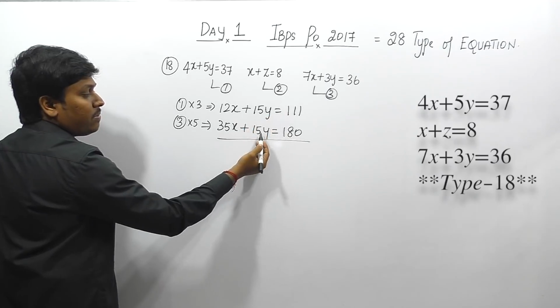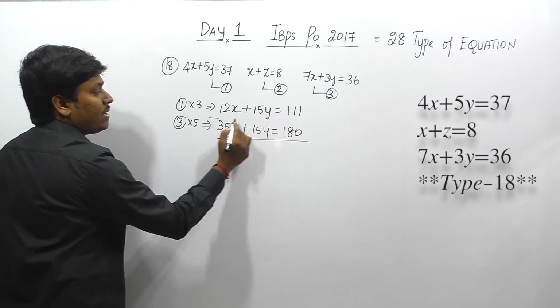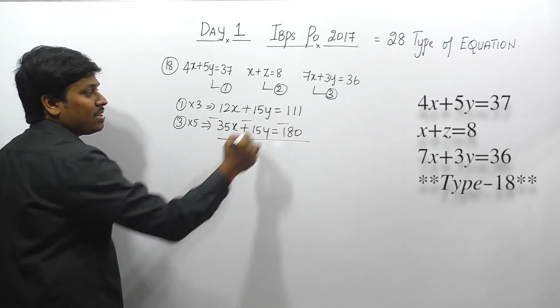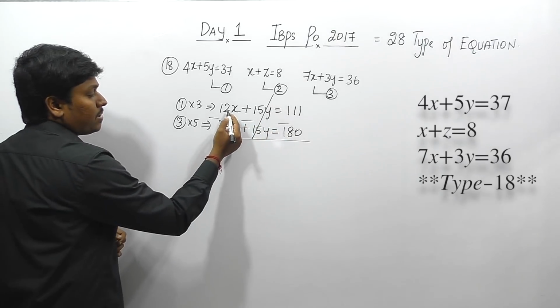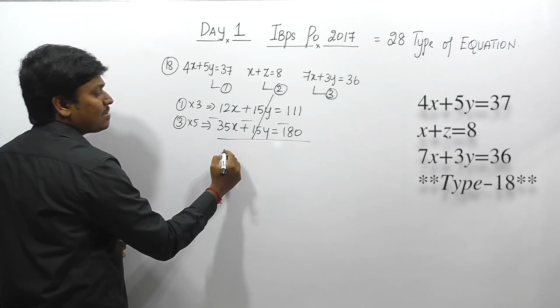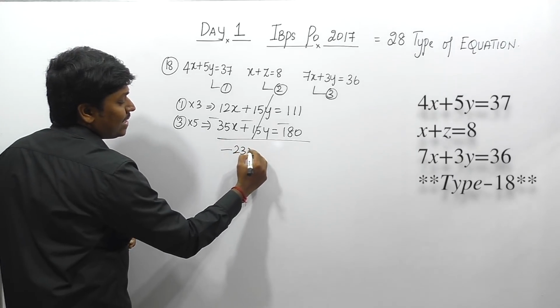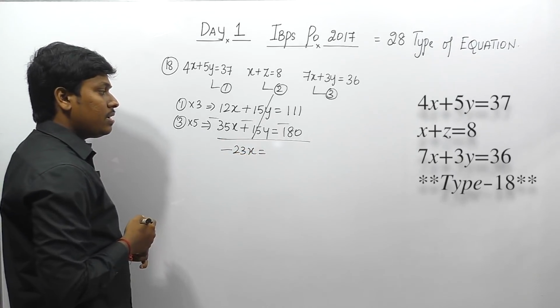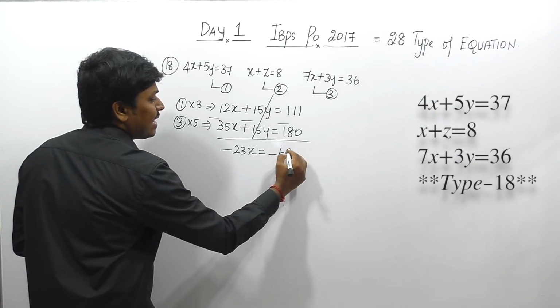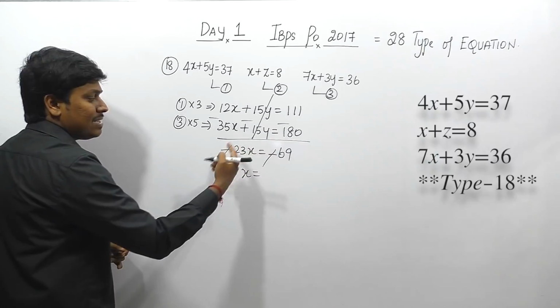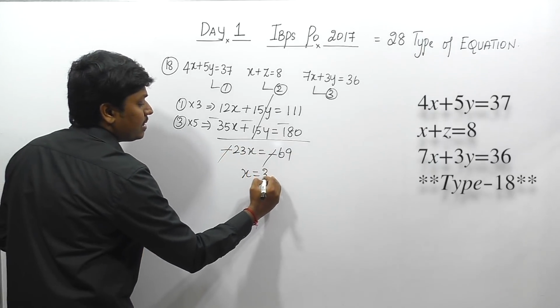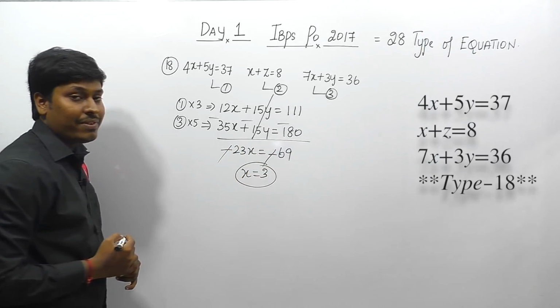So here it is 15y and here it is plus 15y. So we can change the sign to minus so that we can cancel plus 15 and minus 15. And here it is 12x, 35x. This becomes, I think, −23x is equal to, and here it is −69. So finally x is equal to, we can cancel minus and minus, 69 divided by 23, the resultant will be 3. So finally we got the value of x is equal to 3.